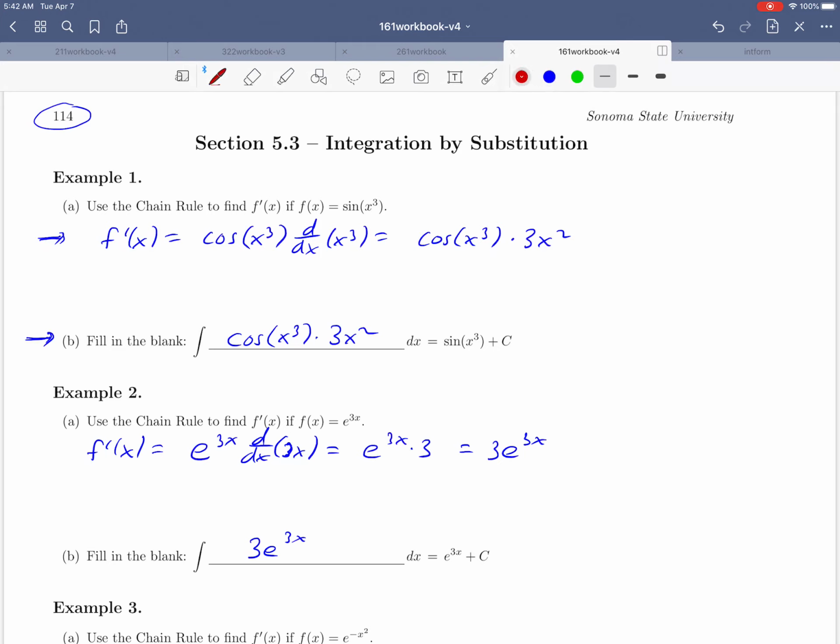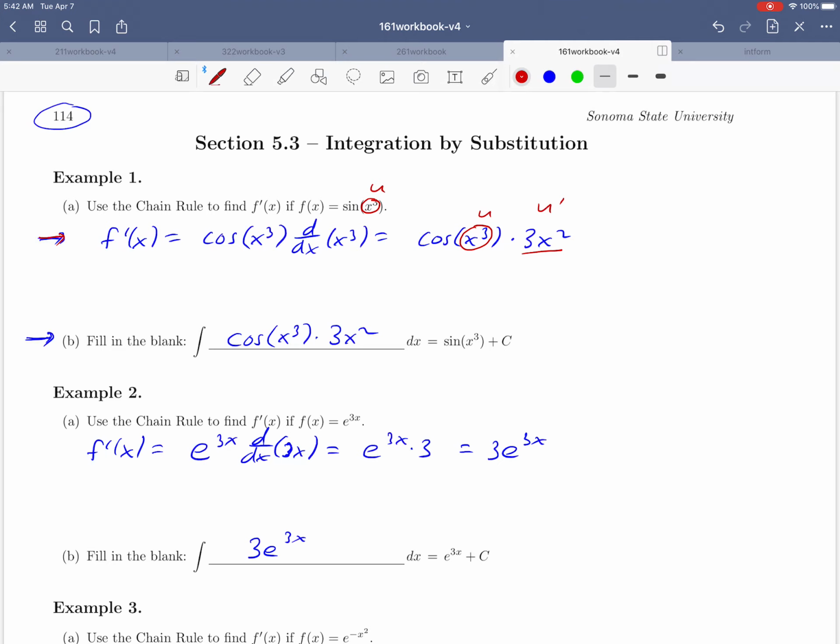Okay, so going back to this calculation at the top, the basic idea was that we gave the function x cubed the name u, and notice where the u appeared in our answer. We had a u there, and here we had a u prime. So we took the derivative of sine of u and got cosine of u times u prime.